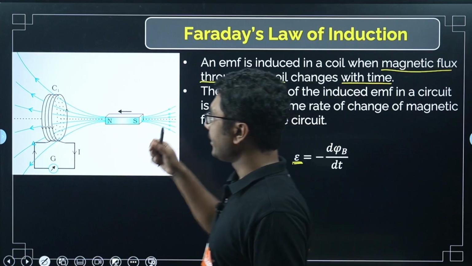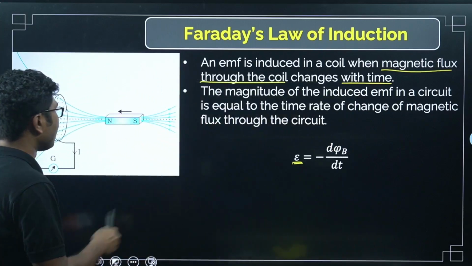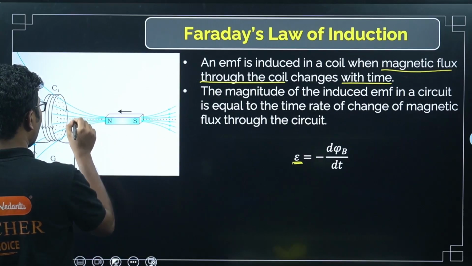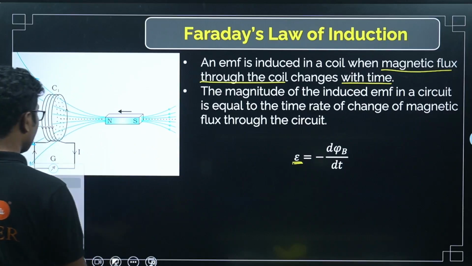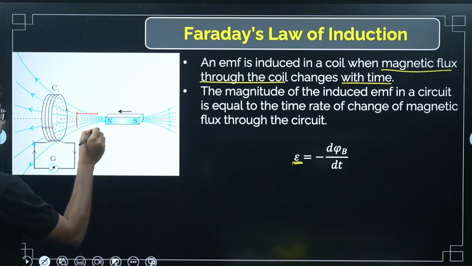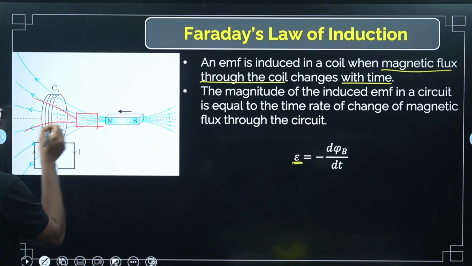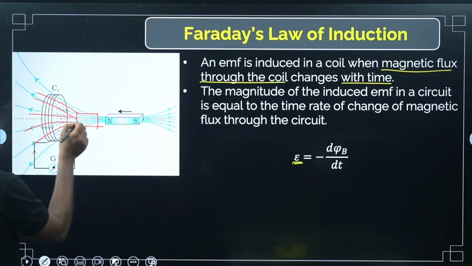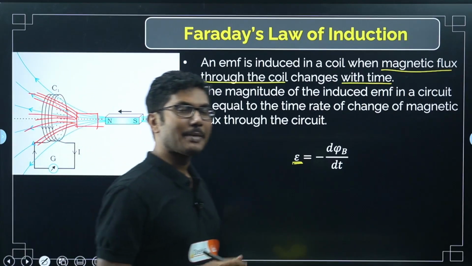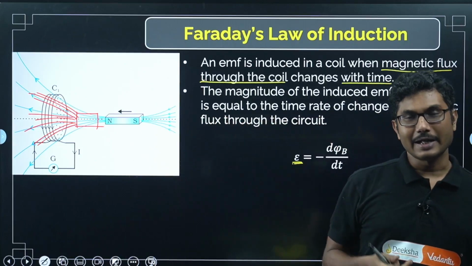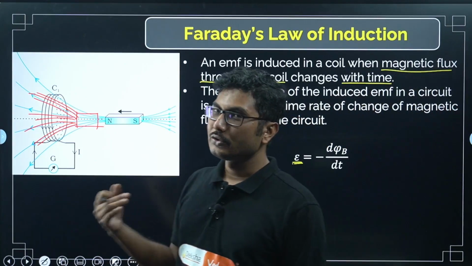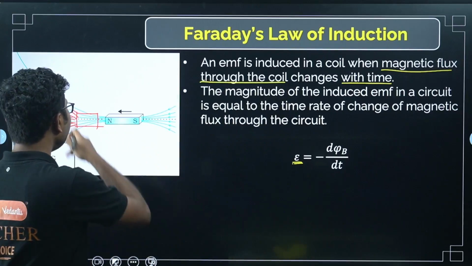Suppose the magnet has reached a closer position. Now more lines will pass through the coil. So the number of field lines is increasing. The number of field lines increasing means the magnetic flux is increasing, B dot A is increasing. So we can say there will be an induced EMF.